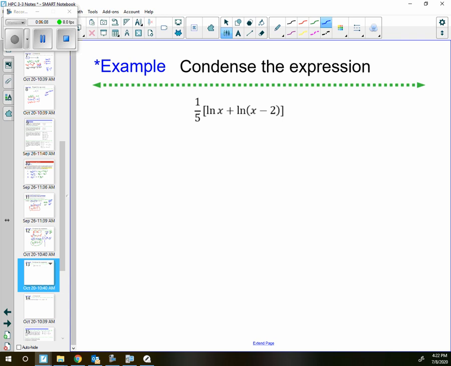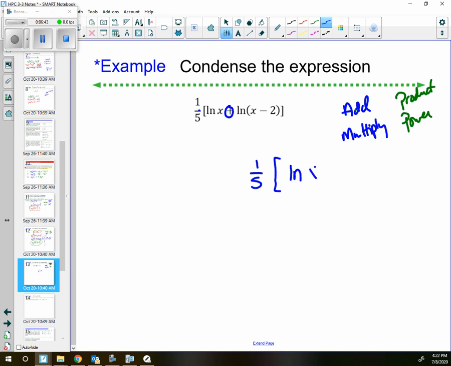So here's how some people view it. They would say, okay, I have grouping symbols, so I would start with what's inside first. I would deal with the addition first, and then deal with the multiplication. That's how a lot of people would look at this because there's grouping symbols. So dealing with the addition first means the product property, and then the multiply by the 1/5th would be the power property. So I'm going to address it that way and talk about what that would look like. So that would be a 1/5. And then how would I deal with the sum? Well, the sum of two logs is the log of the product. So that would be x times x minus 2.